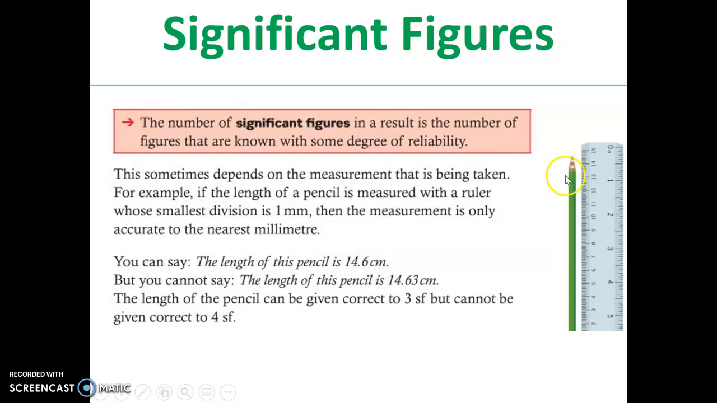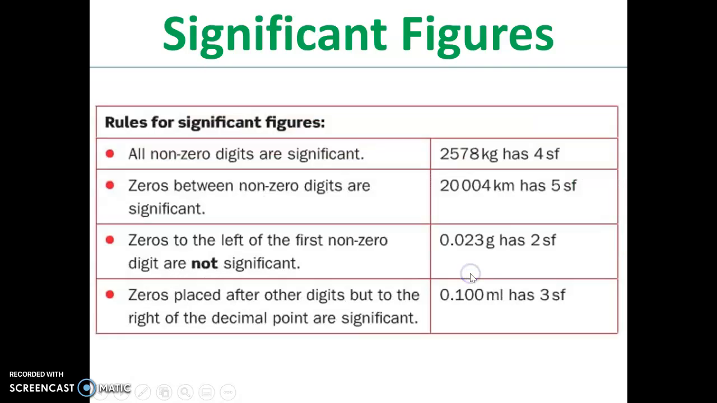We can say that to that degree of accuracy, to that level of significant figures, and here we have actually 3 significant figures. We can say that because our measuring tool can give us that information, but we cannot say the length of this pencil is 14.63 because that's beyond what our measuring tool can do for us. So the length of the pencil can be given correct to 3 significant figures, but cannot be given correct to 4 significant figures. Okay, so here are some rules for significant figures.